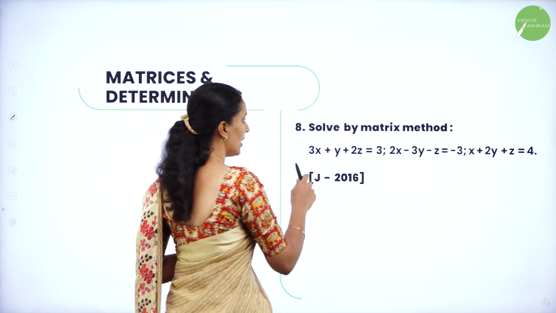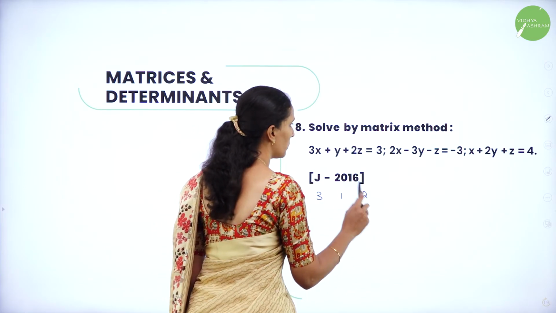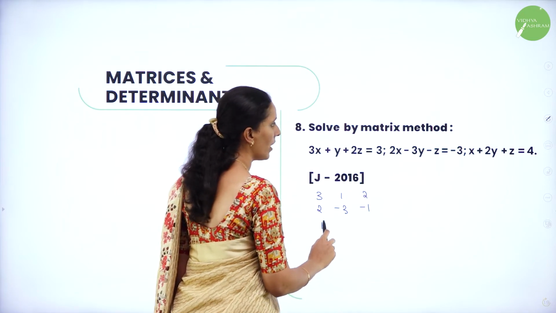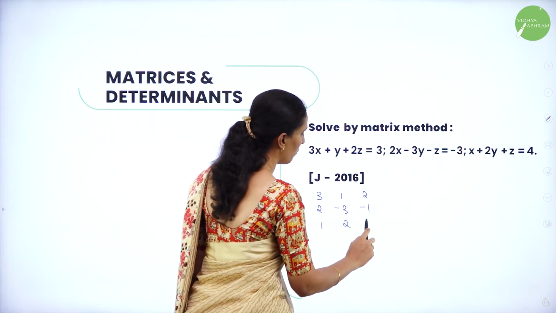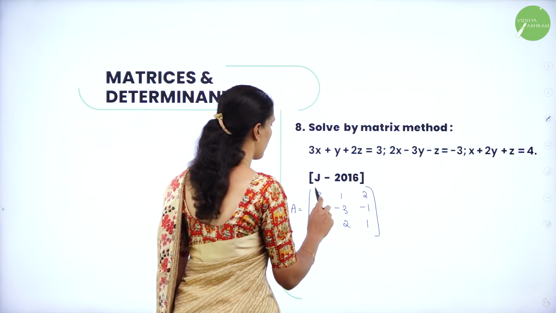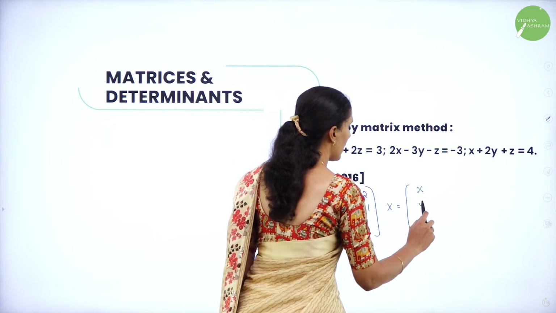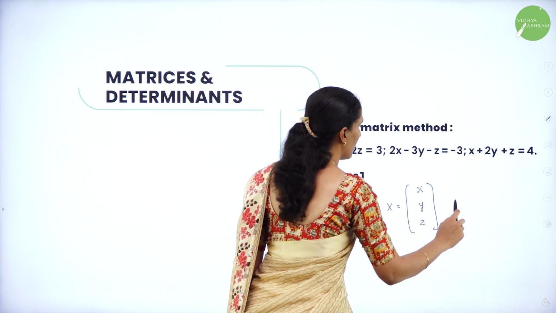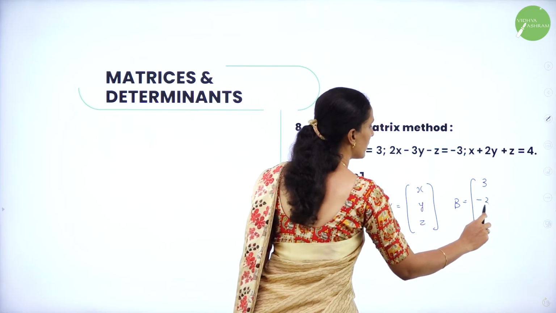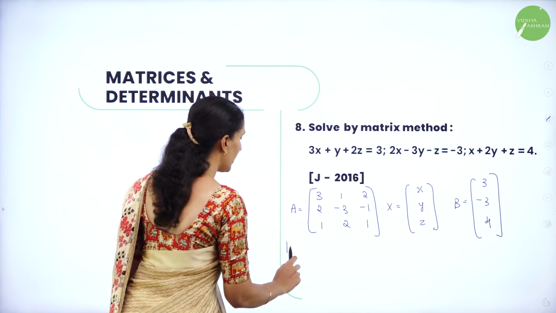Let's look at it. Let's write the matrix. We have 3, 1, 2. 2, minus 3, minus 1. 1, 2, 1. So this is matrix A. Next matrix X is x, y, z. Matrix B is equal to 3, minus 3, 4. So let's find the determinant A.